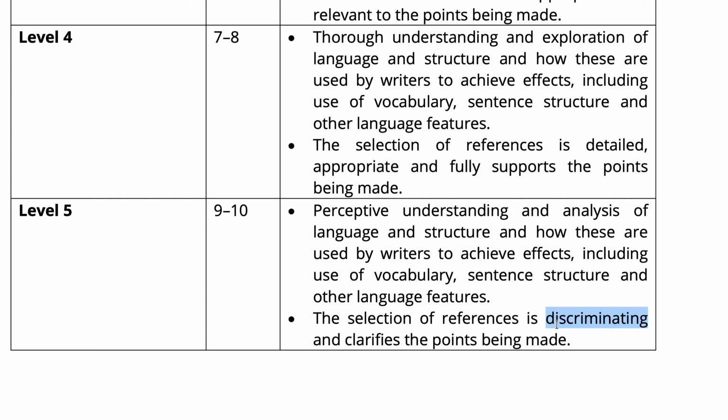It's going to clearly show the difference between a level, a band, a grade 9 student and a grade 7 student. No way will a grade 7 student be able to describe a word or particular phrase in that detail, which a grade 9 student would be able to do. That's why it's called discriminating. And it clarifies the points being made. This is the level that is most difficult to achieve.